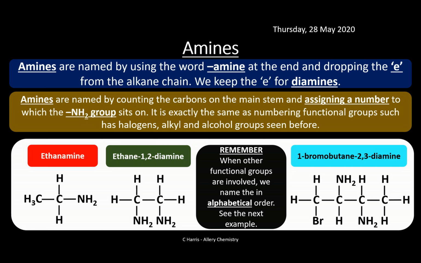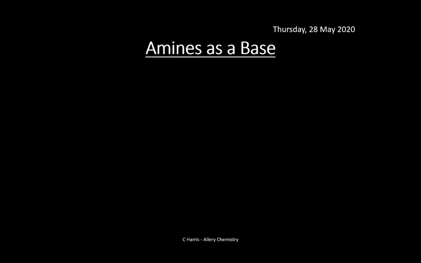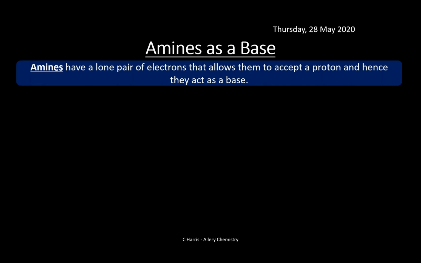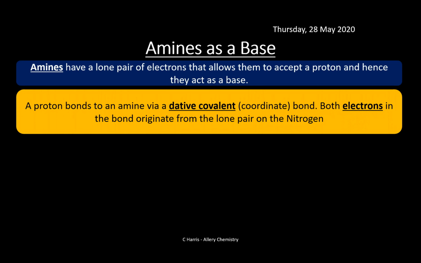Okay, right. So you've had a bit of an introduction to amines. So we know kind of what they are, and we know how we name them, and we know that we can have diamines as well. That will come a little bit more prominent when we look at polymers later on. But like we say, amines can act as a base, so we need to understand how amines actually react and how they interact with other chemicals. So amines have a lone pair of electrons, and that allows them to accept a proton, and obviously they act as a base as well. So a proton bonds to an amine via a dative covalent or coordinate bond.